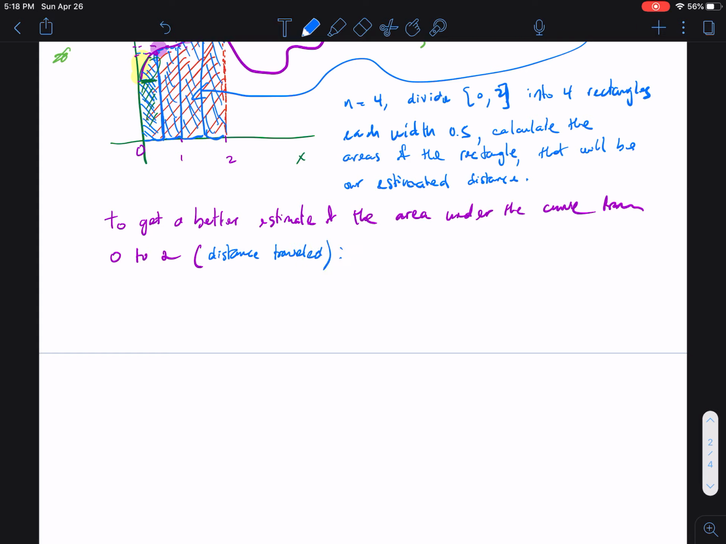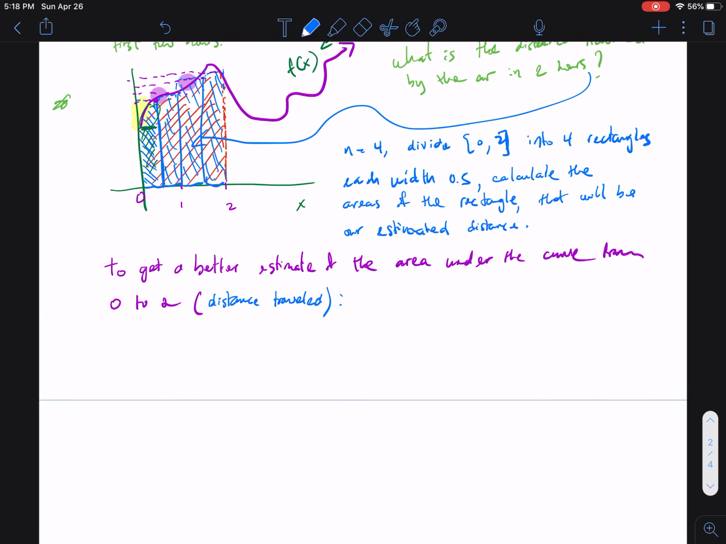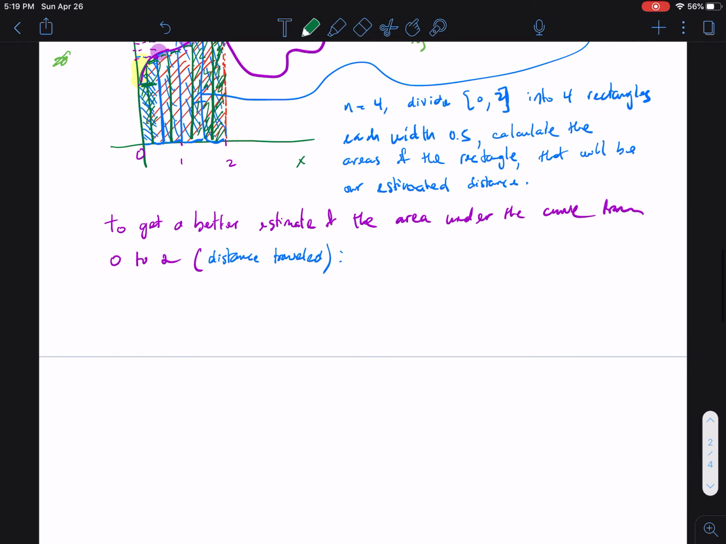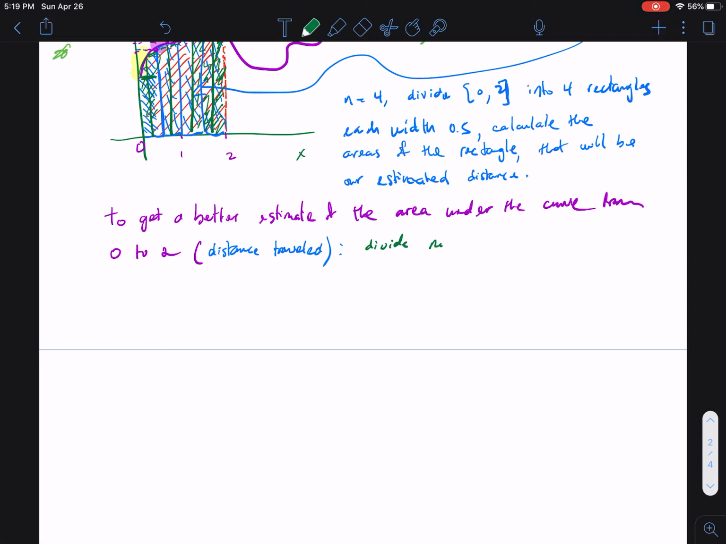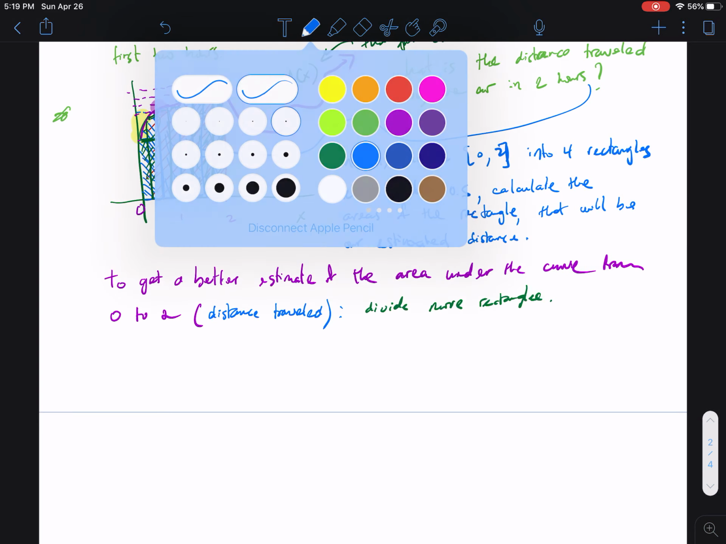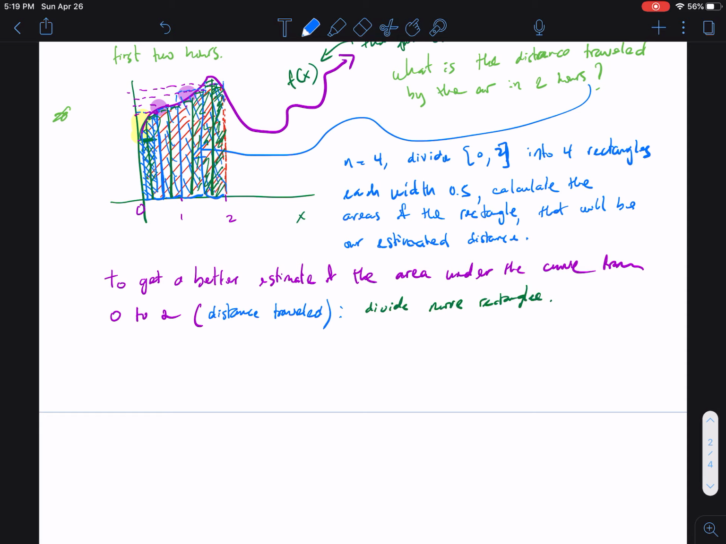So how do we get a better estimate? Instead of four rectangles, we can make more rectangles. What if I divide this into eight rectangles? Notice that we have smaller rectangles there. If we do this, we get a little closer to the actual area under the curve, but that's still not the exact area. It's a little better estimate than four. So we can divide into more rectangles. What if I want an even better estimate? We can divide even more and draw more rectangles.